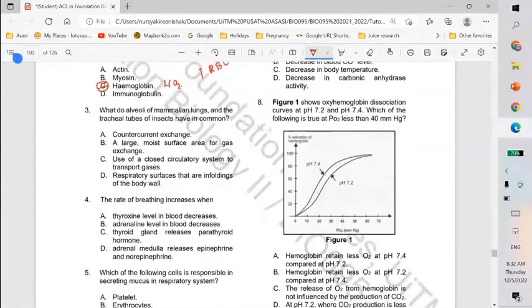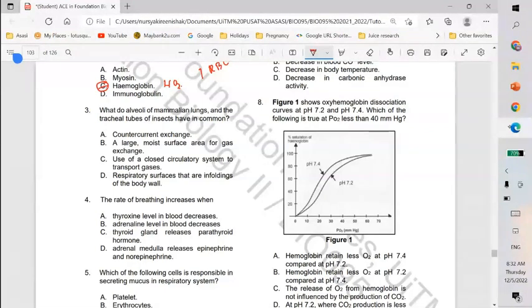Number three, Aisyah Amira. What do alveoli of mammalian lungs and the tracheal tube of insects have in common? My answer is C, use a closed circulatory system to transport gases. Okay, are you sure about this one? The answer is C.